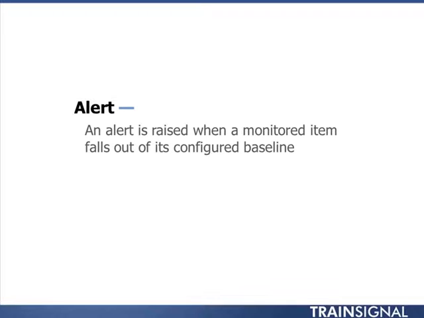Simply put, an alert is raised when a monitored item falls out of its configured baseline. Now, that's a very generic general statement, but it's absolutely valid and it's absolutely accurate. There are hundreds and thousands of different items that are monitored with Operations Manager depending on the size of the environment. When one item goes out of its baseline, say a disk gets too low on disk space, an alert will be raised in the console so that an administrator can take appropriate action.